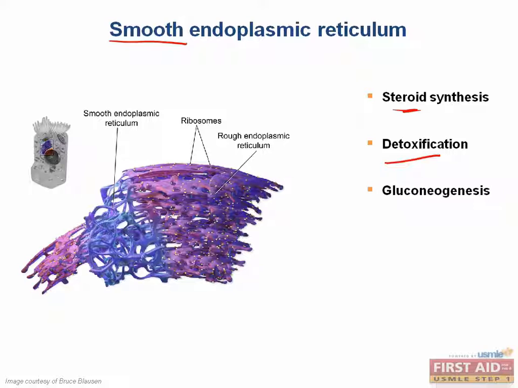It catalyzes the last step in gluconeogenesis by removing the phosphate from glucose 6-phosphate, which allows it to be exported from the cell. Do you remember the name of the disease that's caused by glucose 6-phosphatase deficiency? This is von Gierke's disease.